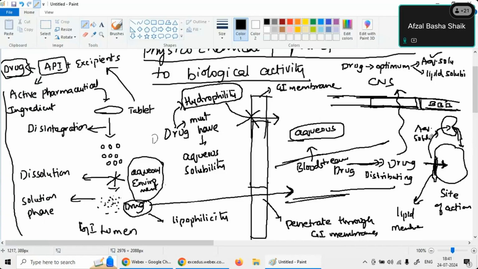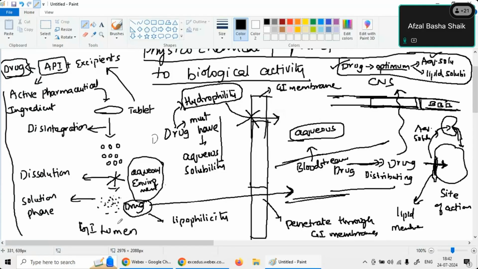Again, in order to move out through the urinary tract, it should have aqueous solubility, right? So overall, in order to show its action, the drug should have optimum aqueous solubility and lipid solubility. If the drug is too hydrophilic, it cannot pass through the gastrointestinal membrane. That is why it is excreted in the feces. If the drug is too lipophilic, it again does not form the solution form or the solubilized form of the drug.